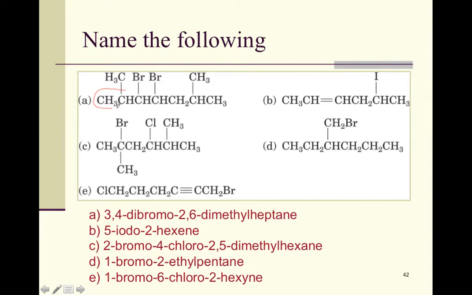All right, longest continuous chain regardless if it bends and curves. I have 7, that's heptane. I have something coming off from left to right on carbon 2, then 3, then 4. And in the opposite direction, I have something coming off of 2, but the next one doesn't happen for a while. So breaking the tie means it goes in this direction here. 3,4-dibromo 2,6-dimethylheptane.